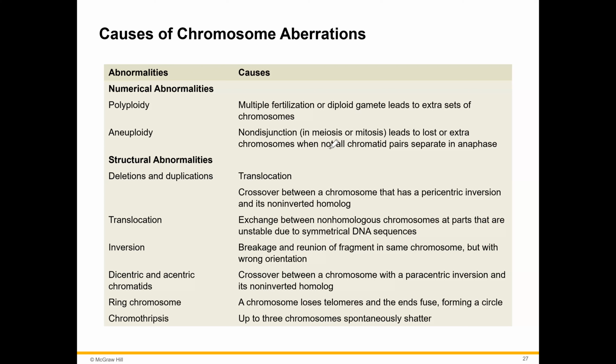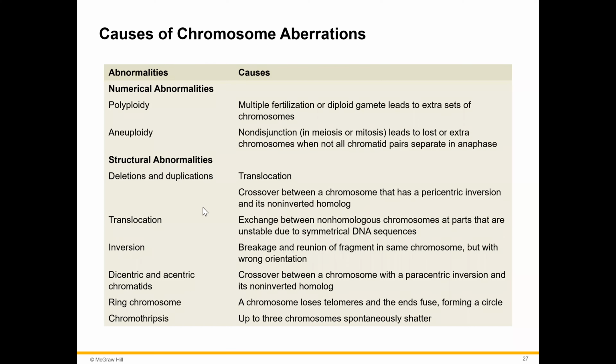Now, structural abnormalities include deletion and duplication, translocation, inversion, dicentric and acentric chromatids, ring chromosome, and chromothripsis. And this is when several chromosomes are spontaneously shattered. Now we're going to look at some of these abnormalities in more detail, right? So let's go ahead and start with some examples.